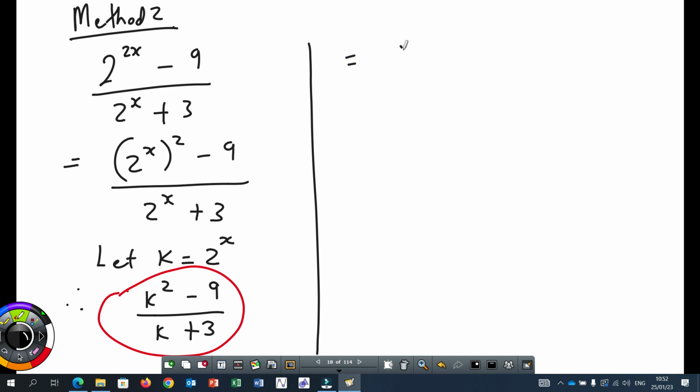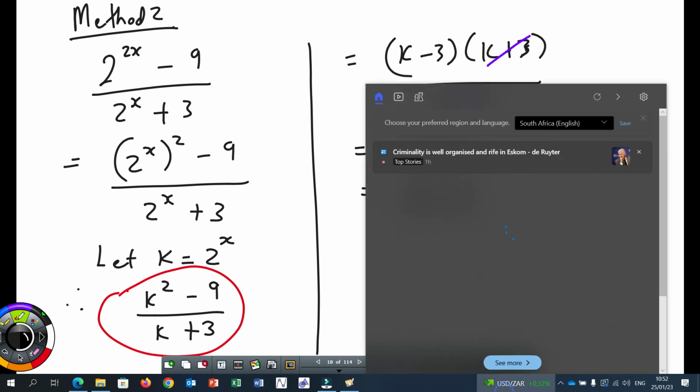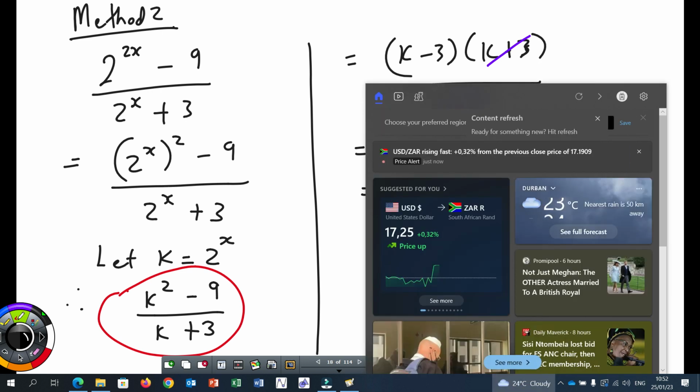So, this will be equal to k minus 3 times k plus 3, all over k plus 3. Fortunately, these terms can cancel out in terms of k, so that the answer in terms of k will be k minus 3. But our final answer must be in terms of x. Therefore, we replace this k by 2 to the power of x, and then you get the same result. So that's the k method.